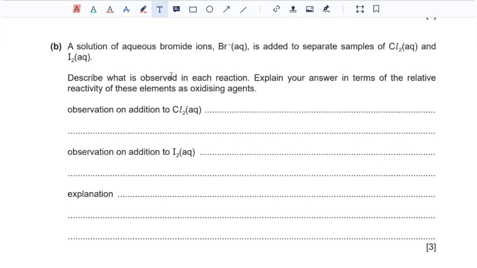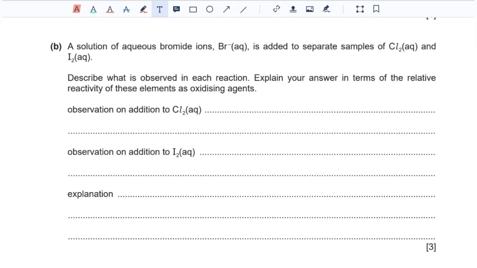And then with iodine, bromine is a stronger oxidizing agent than iodine, which is why no reaction occurs between bromide ions and iodine. So bromine has a greater attraction for electrons than iodine does.